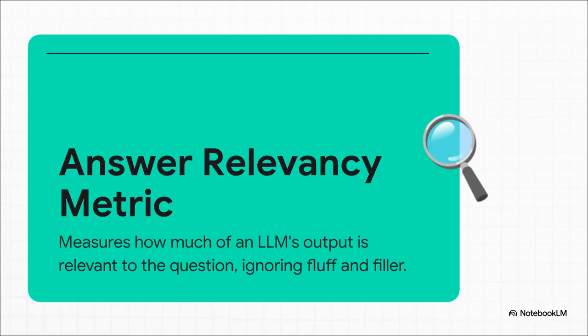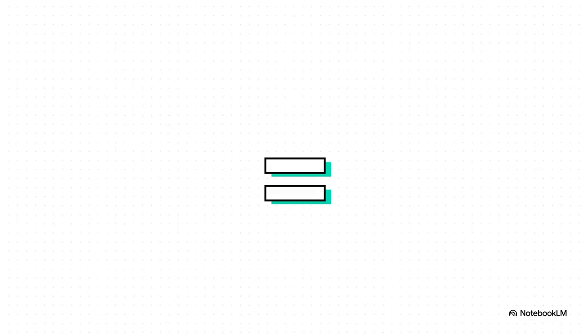First up is answer relevancy. You know when you ask a chatbot a simple question and it gives you its whole life story? This metric is designed to put a stop to that. It measures how much of the answer is actually on topic versus just fluff. And the way it works is pretty clever.